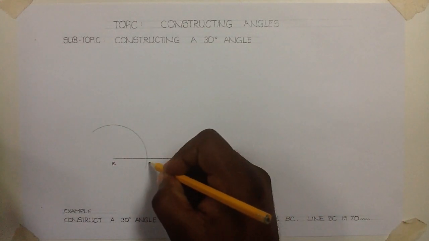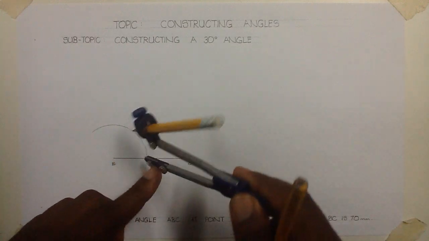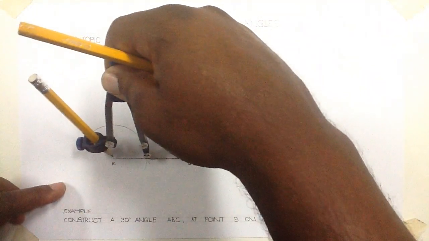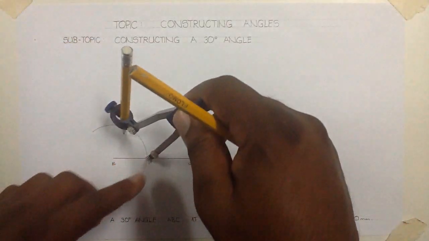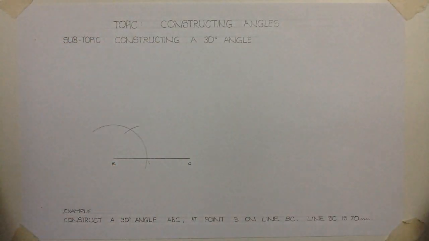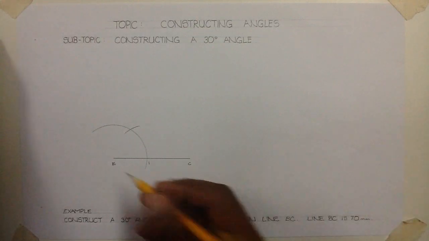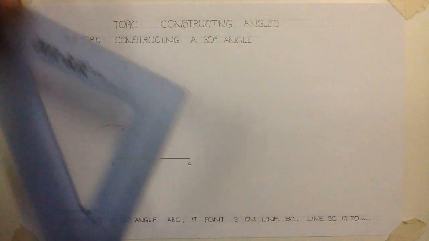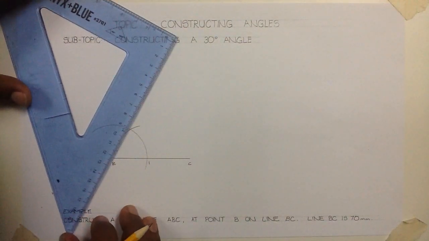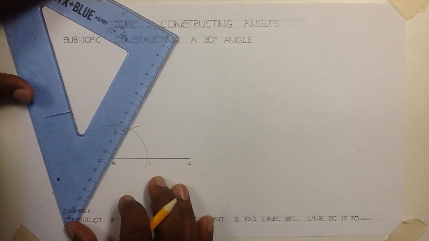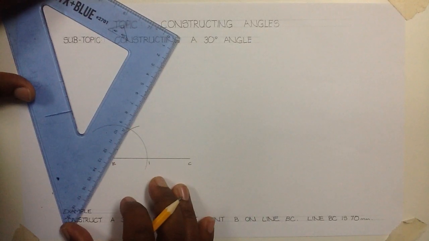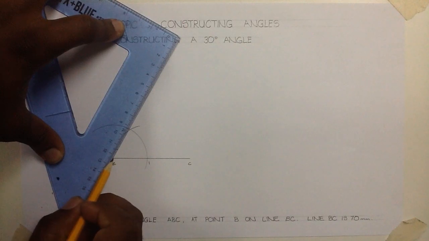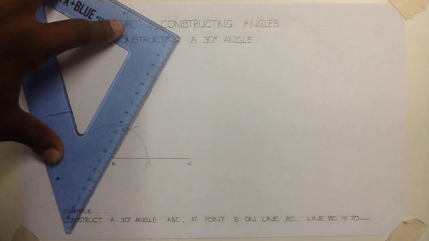At that point of intersection, we label 1. Using our same radius, we're going to inscribe another arc that will intersect our major arc at point 2. From our previous example, this construction gives us a 60-degree angle, and in order for us to obtain a 30-degree angle from there, we need to bisect that 60-degree angle.